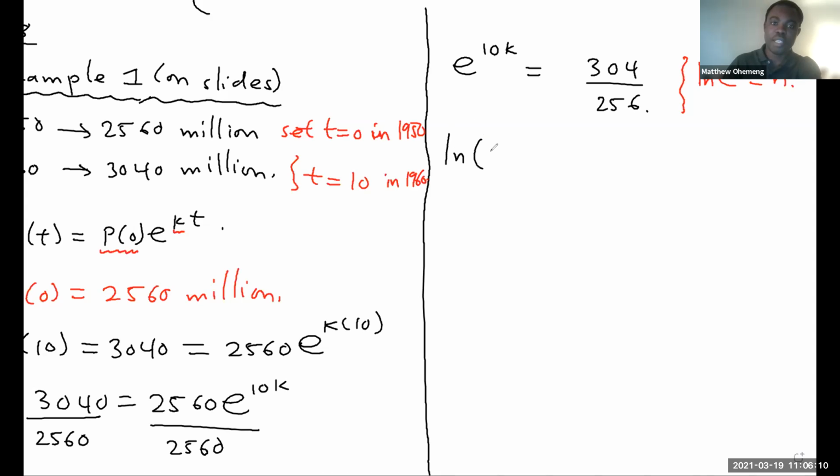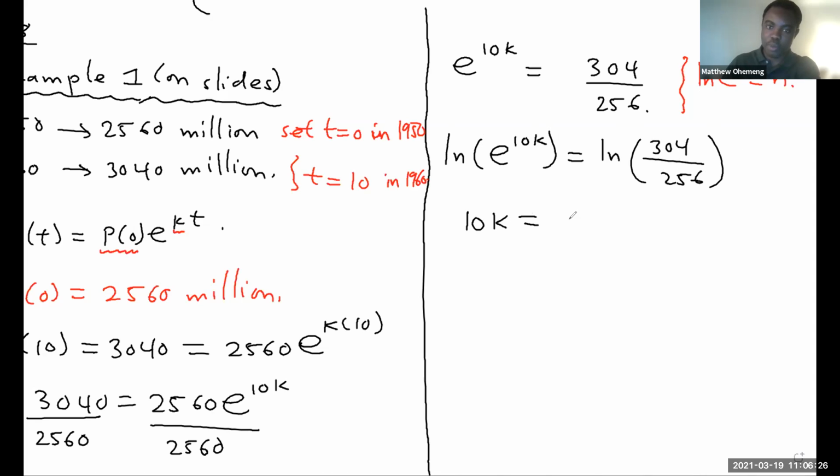So ln of both sides. So ln of e to the 10k, and then equal to what? Ln of that other side, so 304 over 256. And then when I get to this part, based on the property that I just talked about, this part will just be 10 times k. And then this side will be equal to what? Ln of 304 over 256.